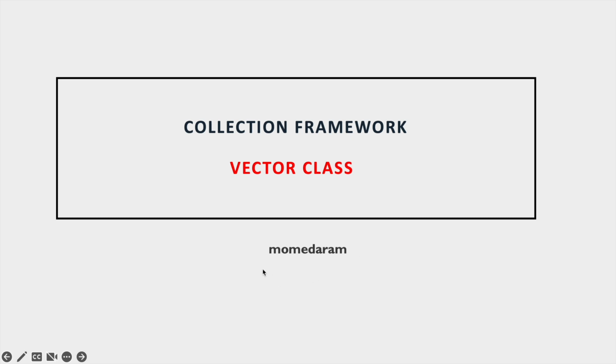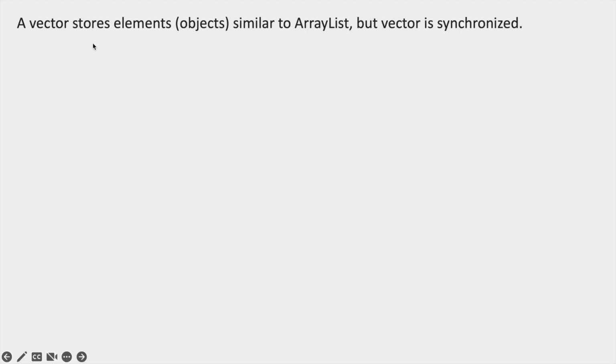Welcome to momedaram. In this video we will see the Vector class. Vector class is one of the implementation classes for the List interface. A vector stores elements similar to ArrayList, but Vector is synchronized. That means ArrayList is similar to Vector, but this Vector is a synchronized one. That means this Vector is thread safe.